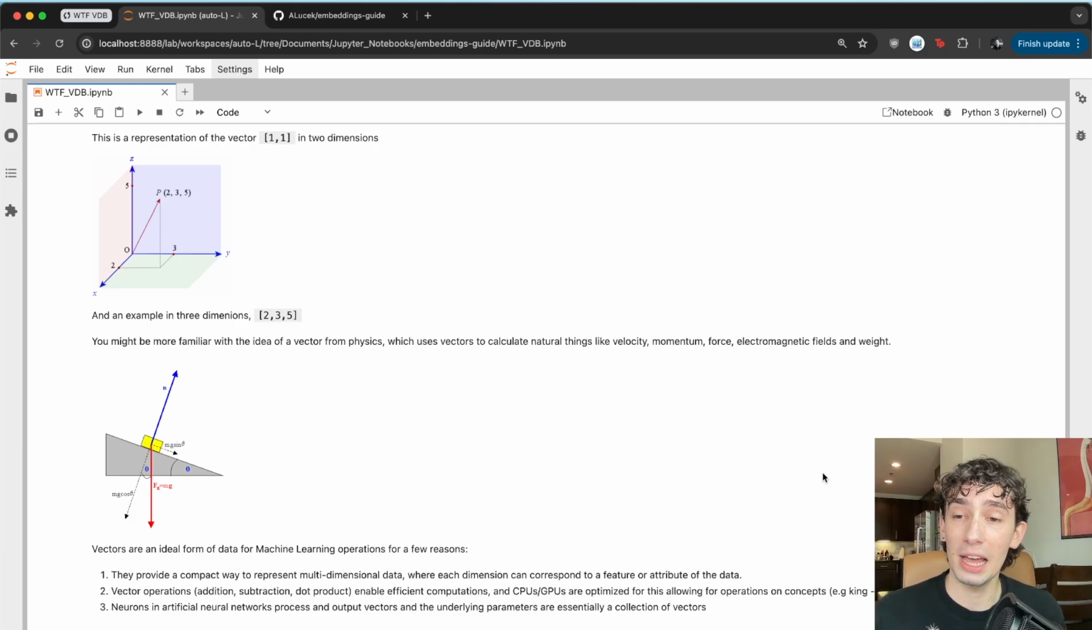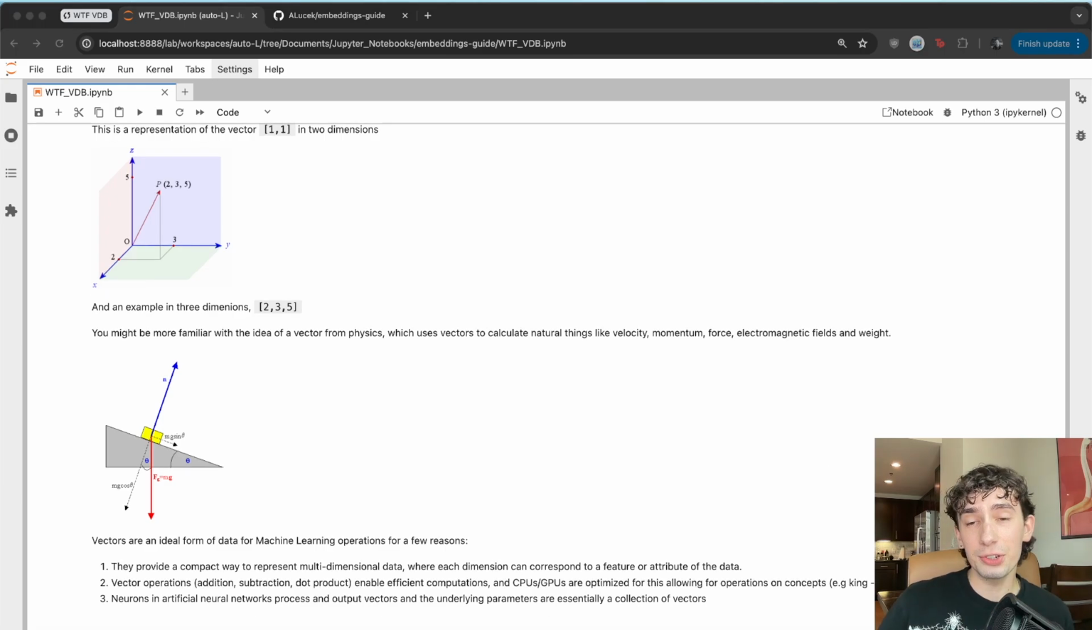And then also, it helps that vector operations like addition, subtraction, and dot products are very, very optimized for efficient computations on things like CPUs and GPUs. And one of the things to understand is that the different neurons within an artificial neural network actually process and output vectors themselves. So we can understand that representing data as vectors is very useful when doing things like machine learning and different artificial intelligence-based operations.